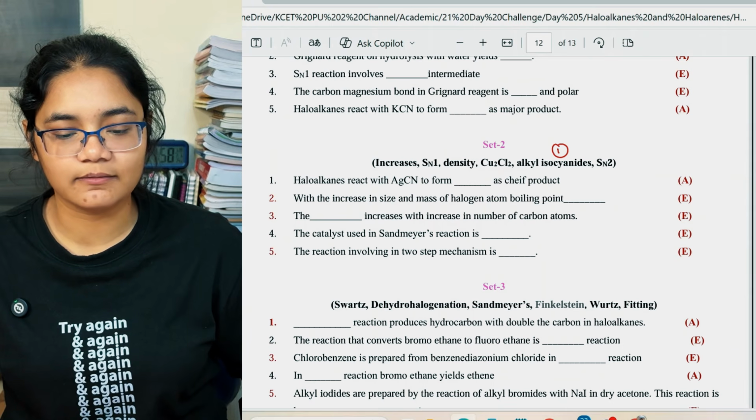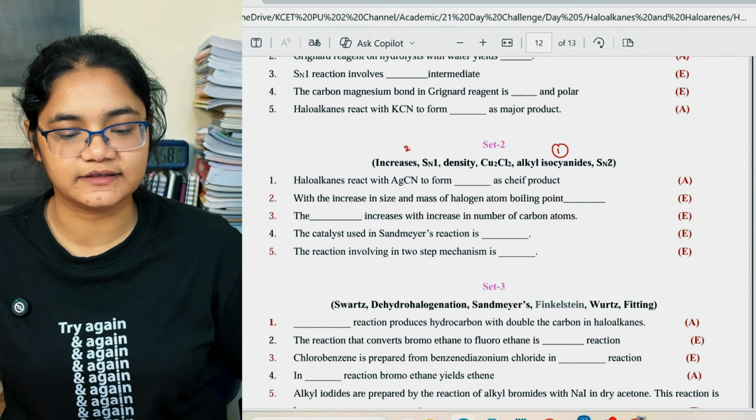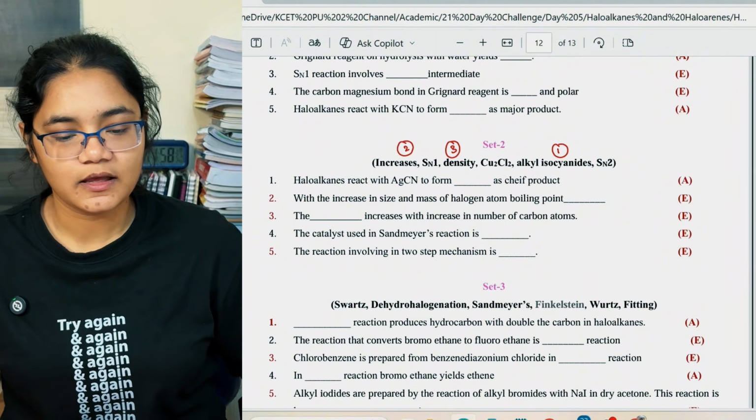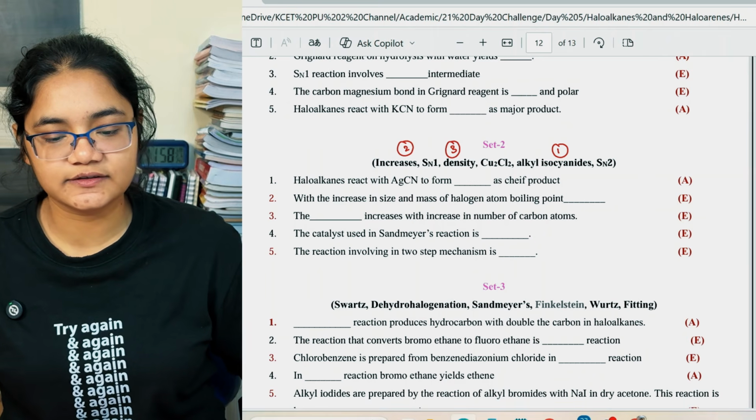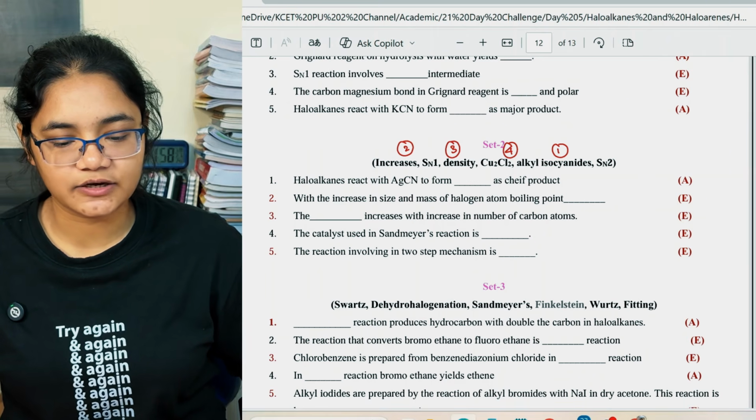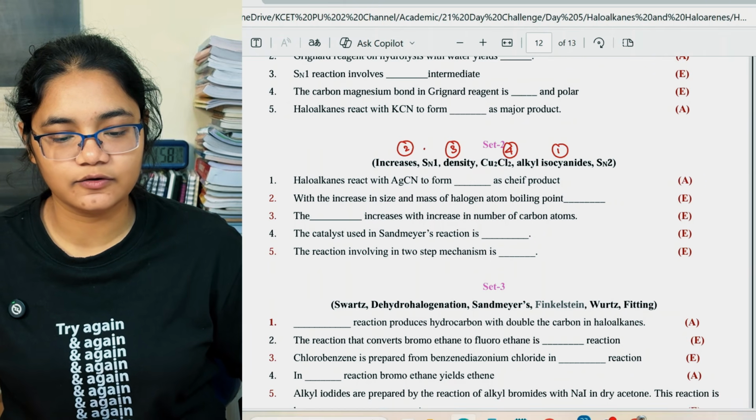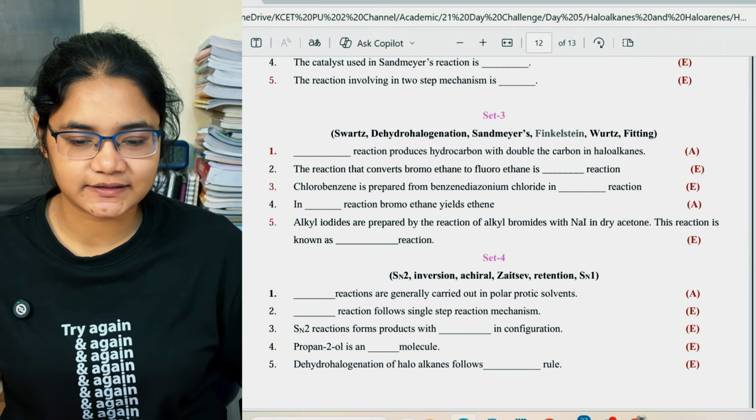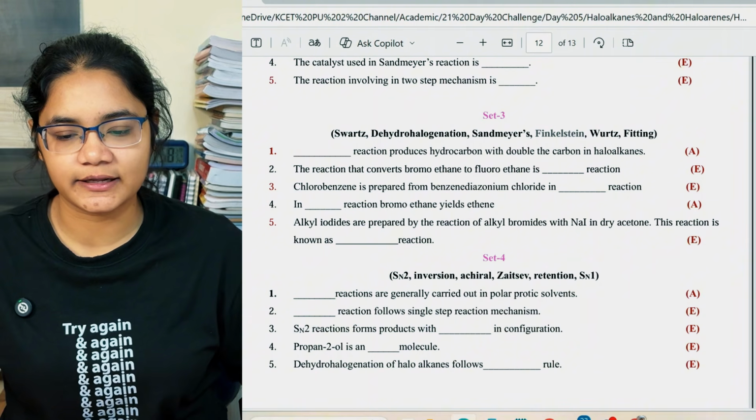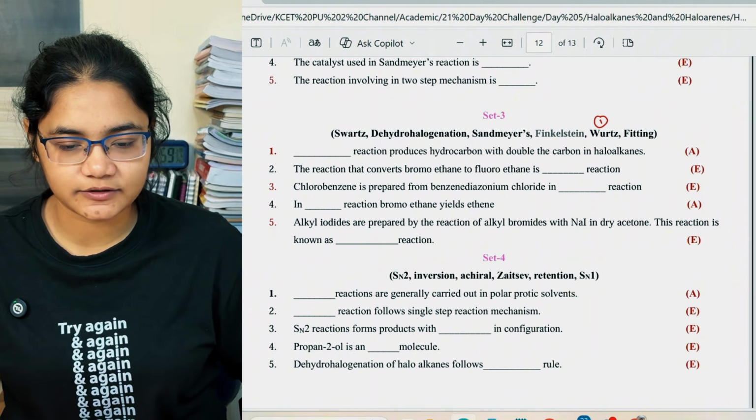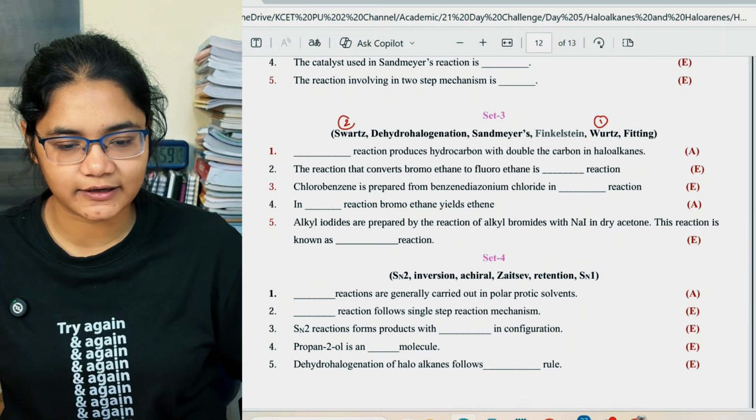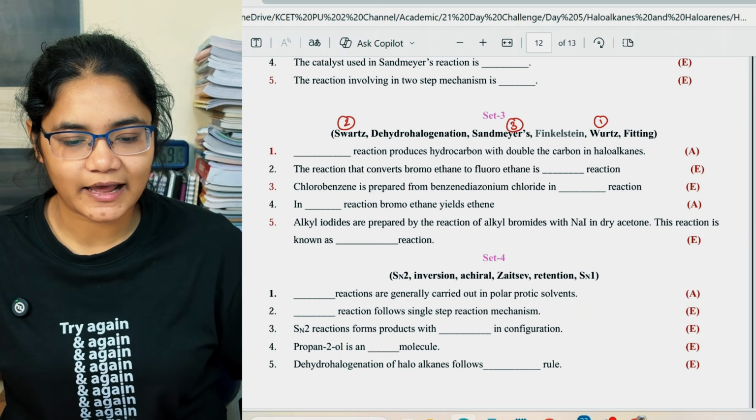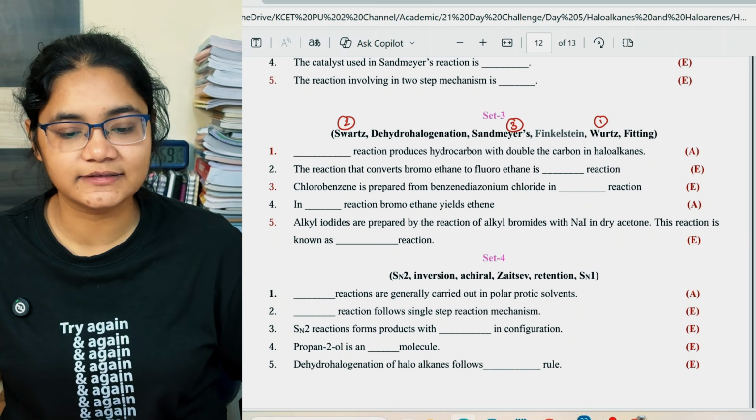With the increase in size and mass of the halogen atom, boiling point increases. The density increases with the increase in the number of carbon atoms. The catalyst used in Sandmeyer reaction is Cu2Cl2. The reaction involving two-step mechanism is SN1. Okay. Next is the reaction that produces hydrocarbon with double the carbon of the haloalkanes, that is your Wurtz reaction. The reaction that converts bromoethane to fluoroethane is Schwarz reaction. Chlorobenzene is prepared from benzene diazonium chloride using Sandmeyer reaction. In dehydrohalogenation reaction, bromoethane yields ethene.